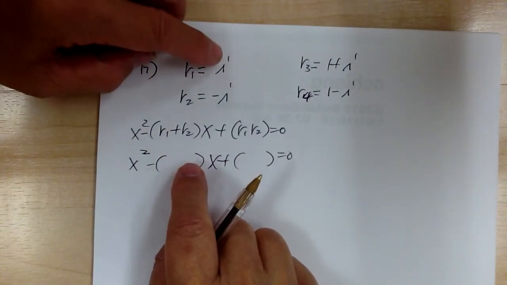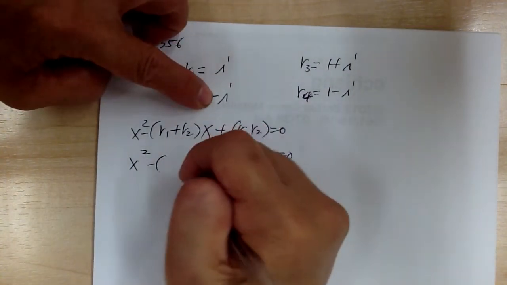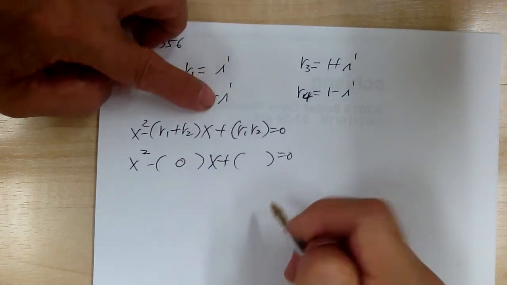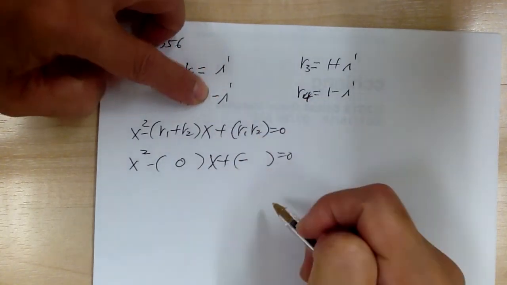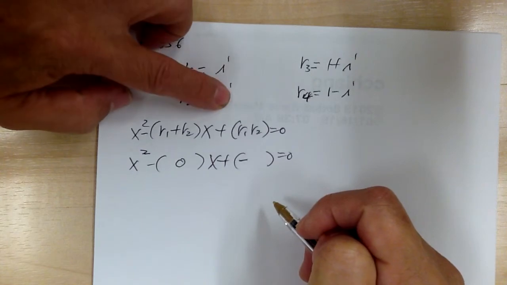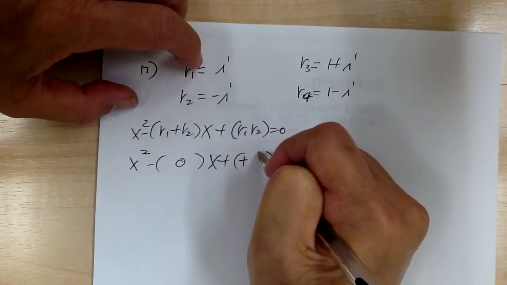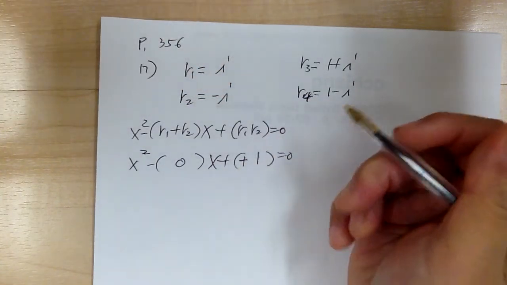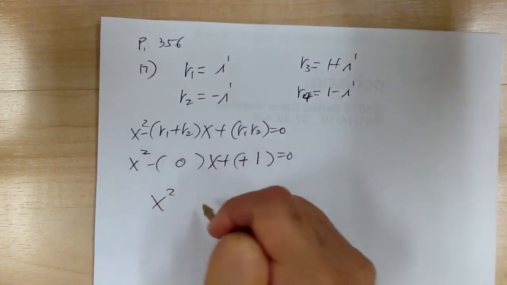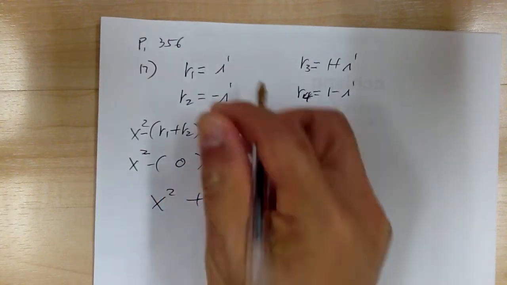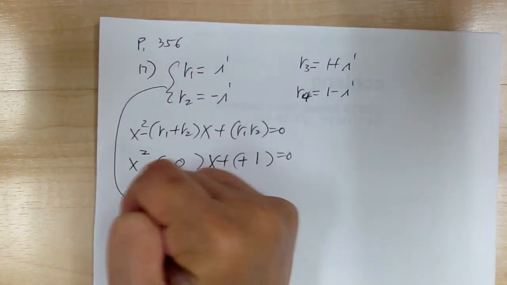Okay, so go and add. Well, i plus negative i gives you 0. i times negative i, so it's going to be negative i squared. i times i is negative 1, so it becomes plus 1. Okay, so it becomes positive 1. So you're going to get x squared plus 1 equal to 0. Okay, so this will give you that.